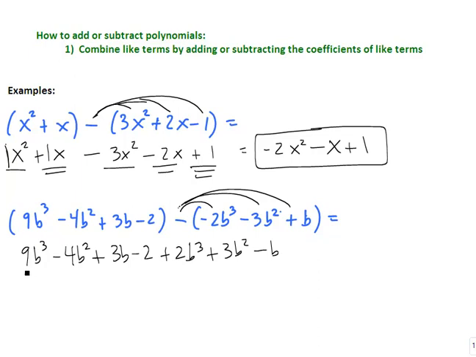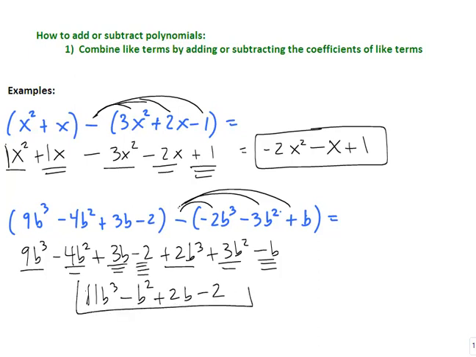Then for my like terms, I have a 9b cubed plus a 2b cubed. 9 plus 2 is 11. So we have 11b cubed. Then we have a minus 4b squared and a plus 3b squared. Negative 4 plus 3 is minus 1, so I'm going to write that as a minus b squared. Then we have a 3b minus b plus 3 minus 1 is positive 2, so positive 2b. And finally we have again our lone constant here, so negative 2 stays put. And here's our solution.